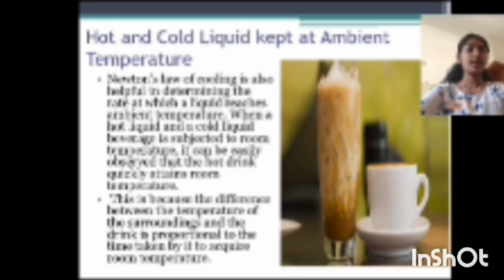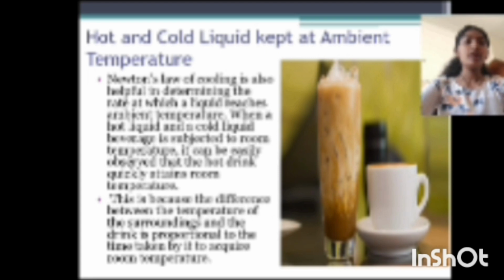Hot and cold liquid kept at ambient temperature. Newton's law of cooling is also helpful in determining the rate at which the liquid reaches ambient temperature. When a hot liquid and a cold liquid beverage are subjected to room temperature, it can be easily observed that the hot drink attains room temperature quickly. This is because of Newton's law of cooling. The difference between the temperature of the drink and the surroundings is proportional to the time taken by it to acquire room temperature.